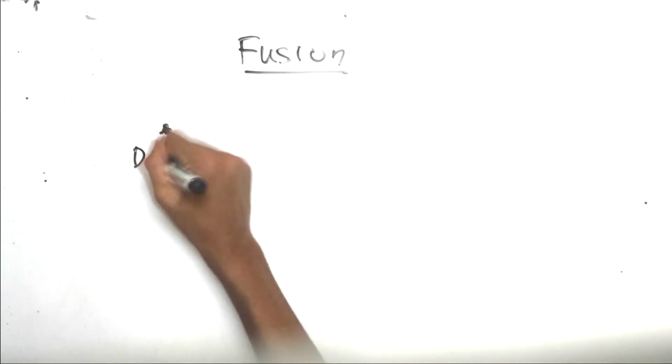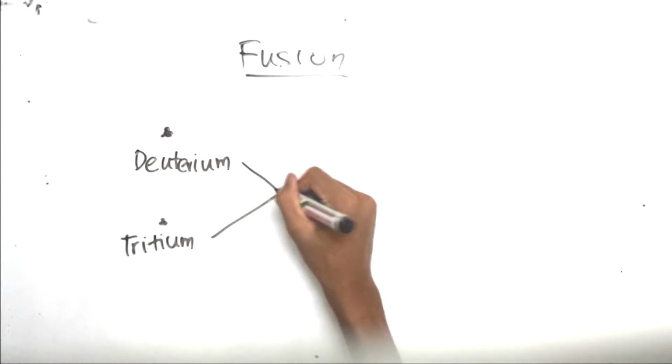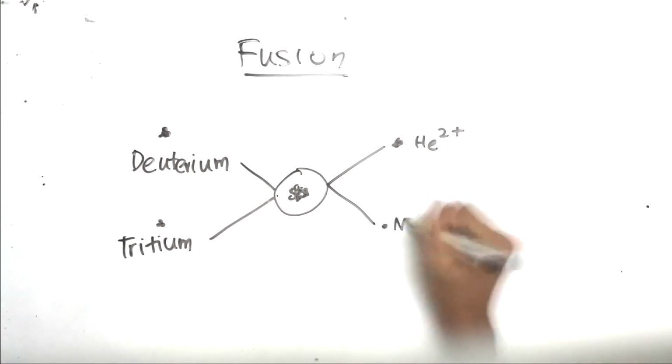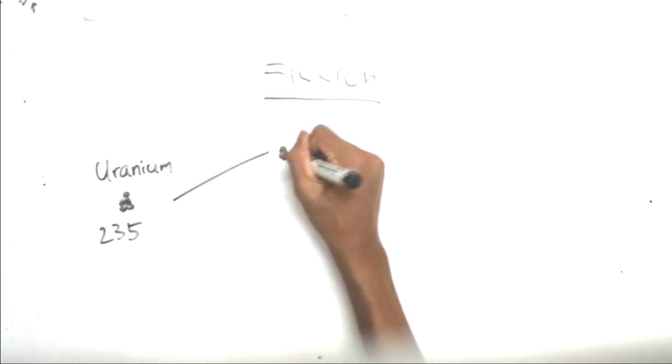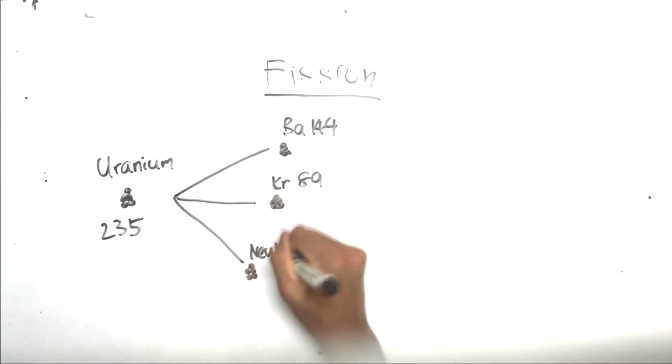Fusion is a collision of two particles, and in this case, deuterium and tritium fuse together before producing helium-2 plus another neutron. Fission is a splitting of atoms, and in this case, uranium-235 splits into barium-144 and krypton-89, as well as two neutrons.